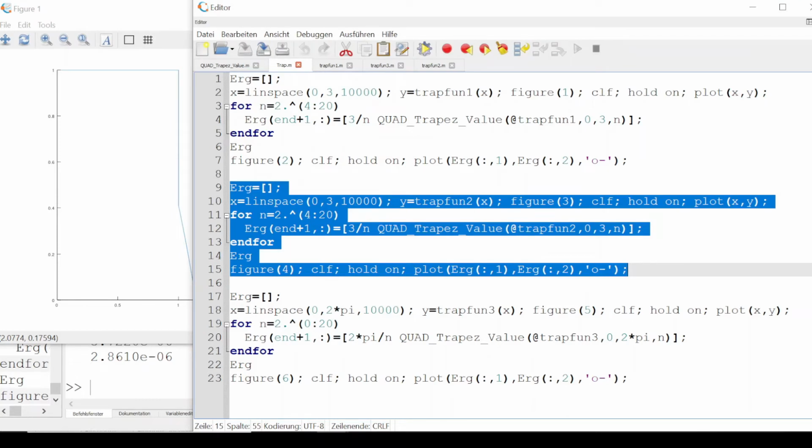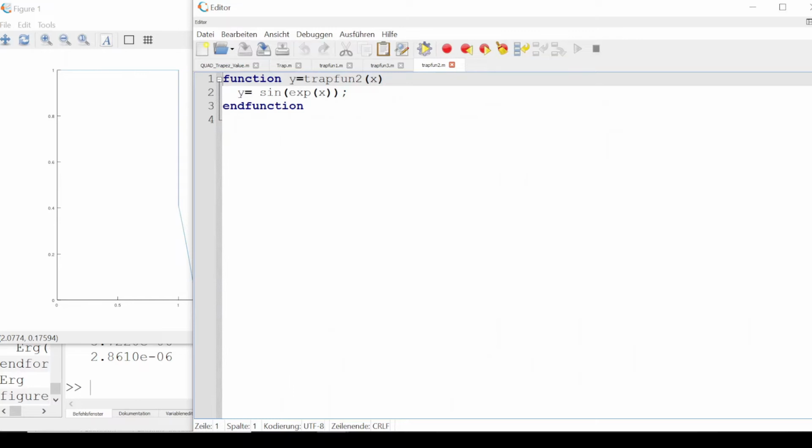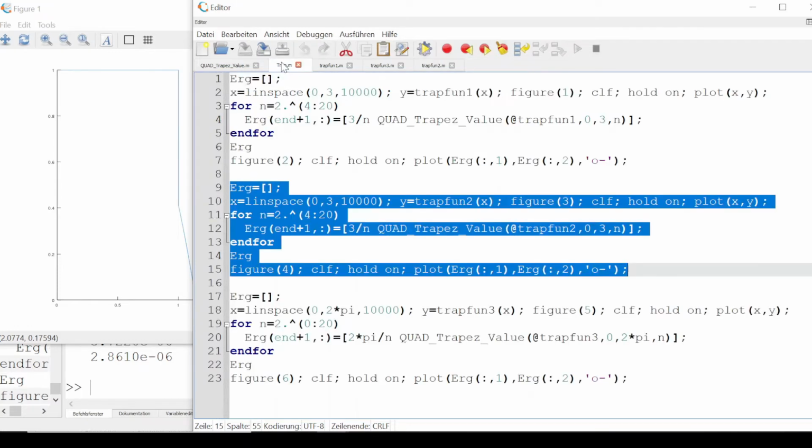Then our second example, here we have the function sine of exponential of x, and there is no absolute value and there is no constant 1 function. Let's run that code.